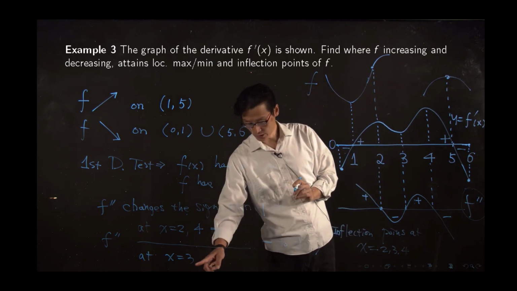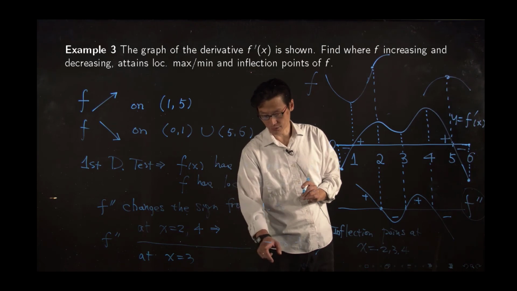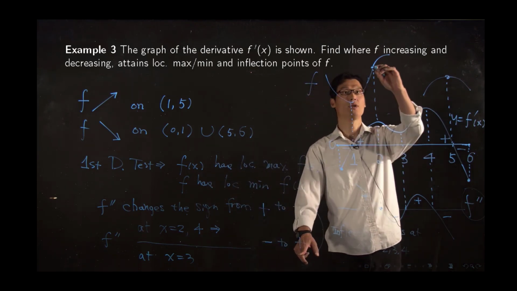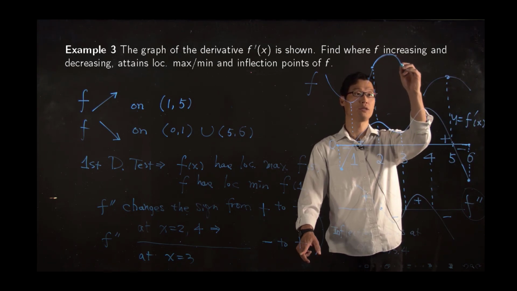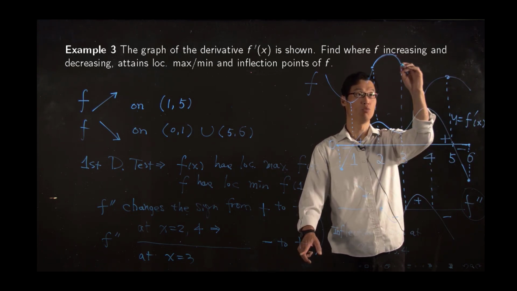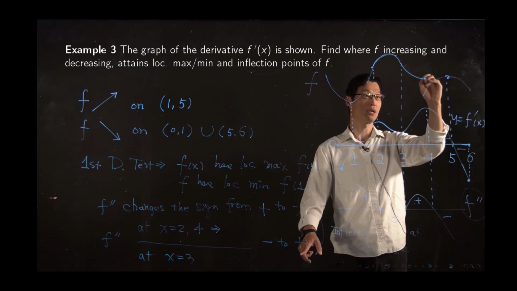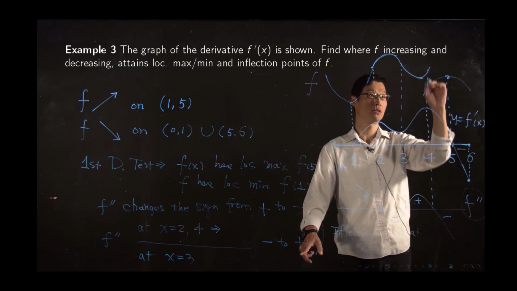And then at 3, it changes concavity from negative to positive. So concave downward, and then upward, like this, and then downward.